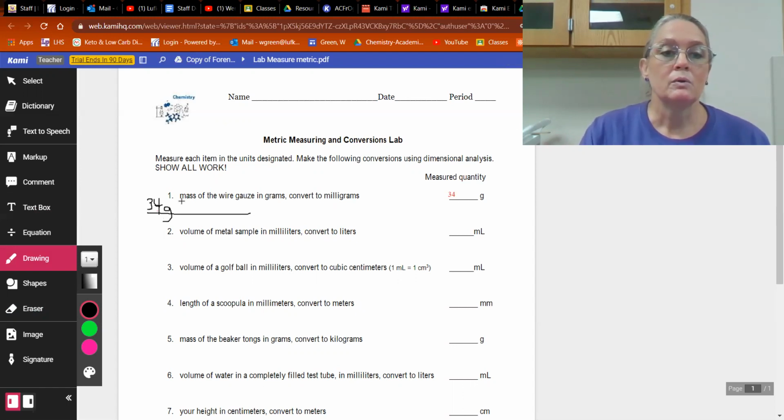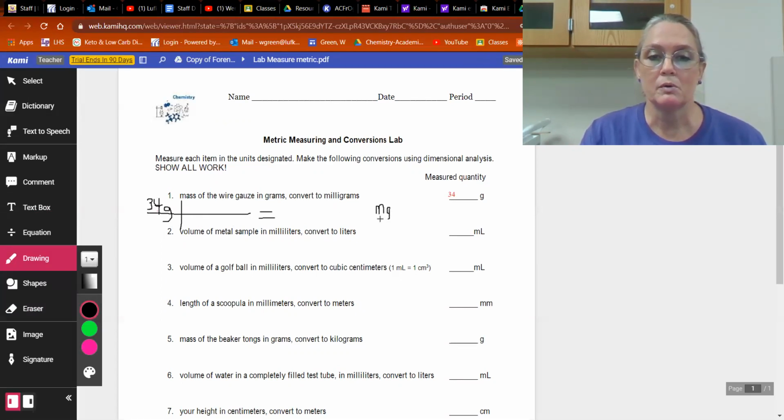So in order to do that, I'm just going to multiply 34. If you put that in a fraction, it's 34 over 1. So that's why I'm putting it like this. What am I going to convert to? It says I have to convert to milligrams. So somewhere over here, write that so you remember that's where you're going to. I'm trying to get to milligrams. So how do I do that? I need to convert from grams. I don't want grams anymore, and I want milligrams.